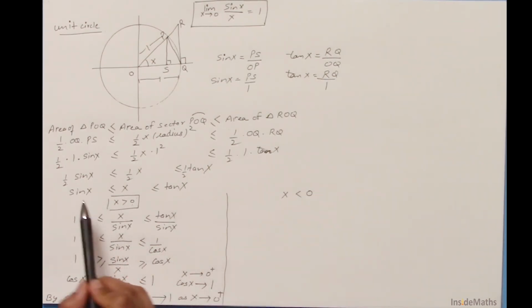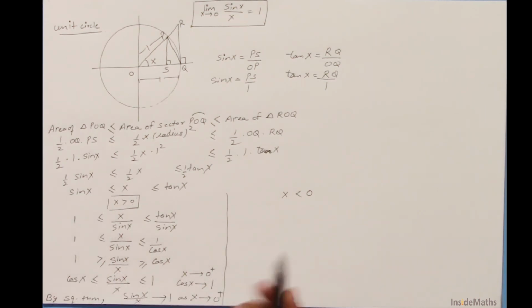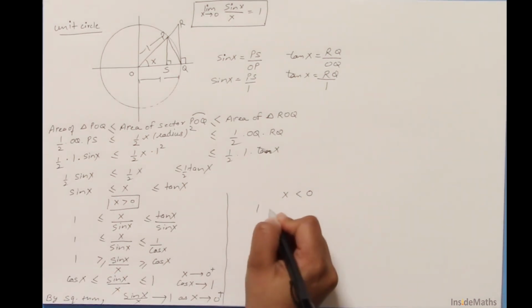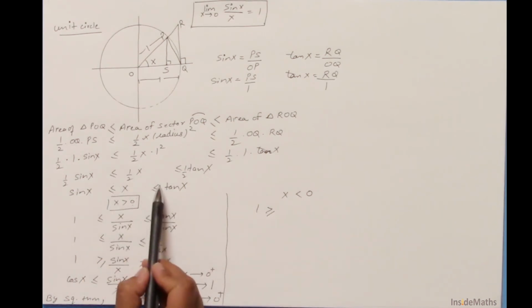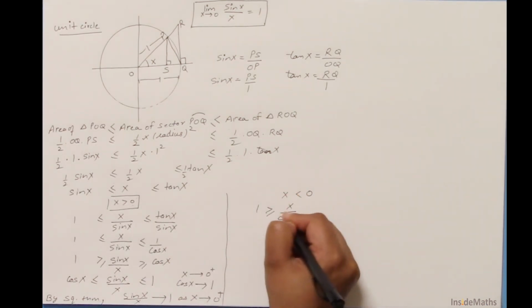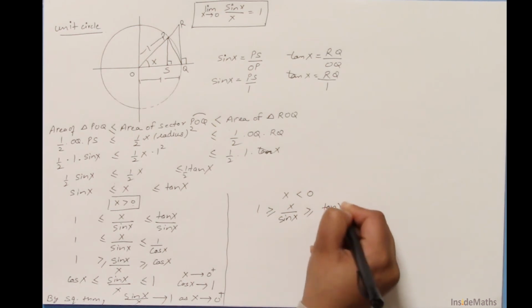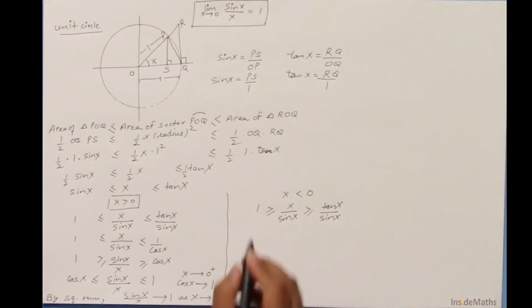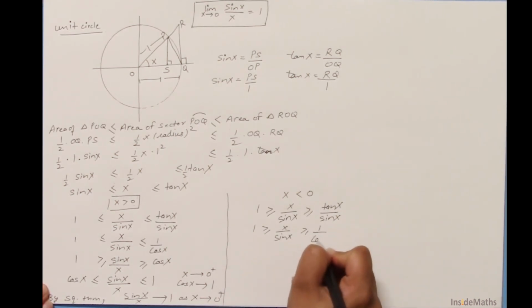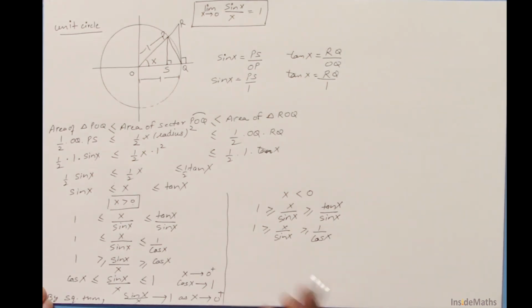Now when x is negative, sine x is also negative. So when I divide this inequality by negative sine x, it becomes 1 greater than or equal to x over sine x greater than or equal to tan x over sine x, because when an inequality is divided by a negative value, the sign changes. It becomes x over sine x greater than or equal to 1 over cos x. Now if I take the reciprocal, again the sign changes. So it becomes cos x less than or equal to sine x over x less than or equal to 1.